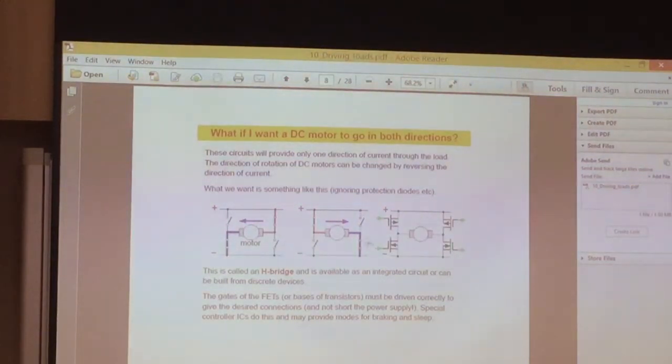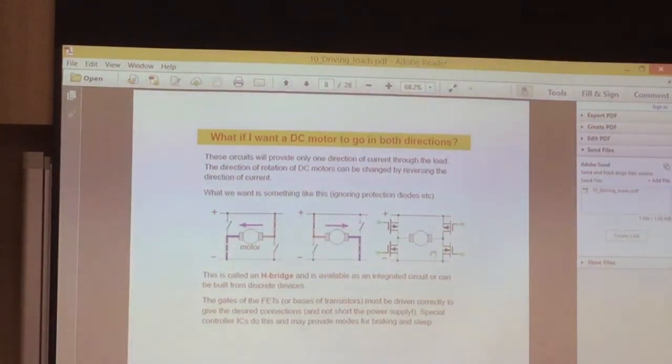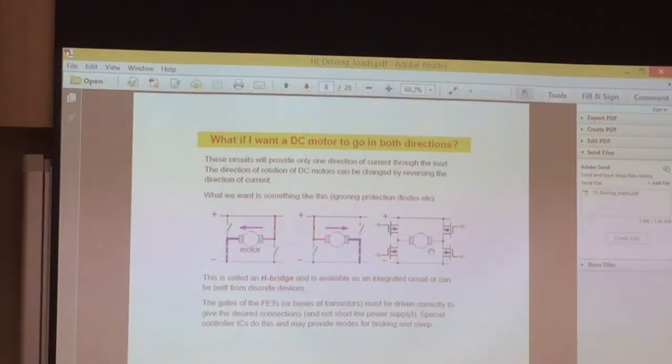So how do we control the turning on and off of these MOSFETs? You can use a microcontroller. You can connect your Arduino output, for example, to different places, then you can write your own program to control the transistors.